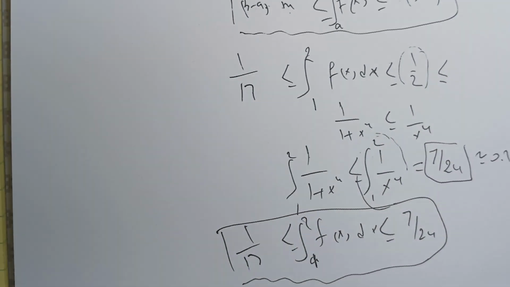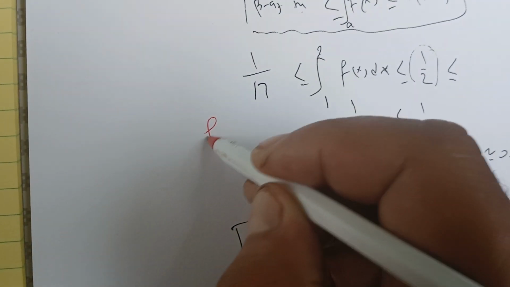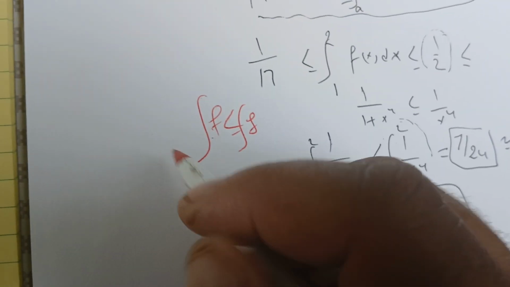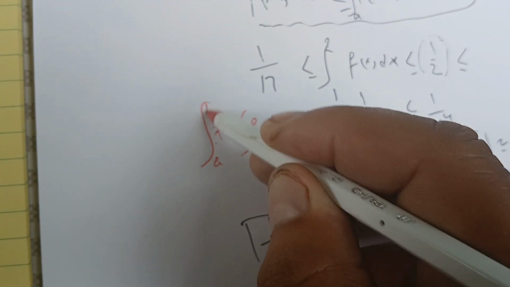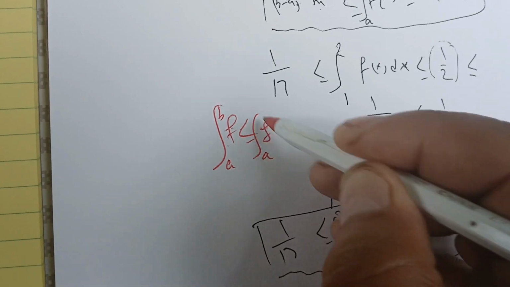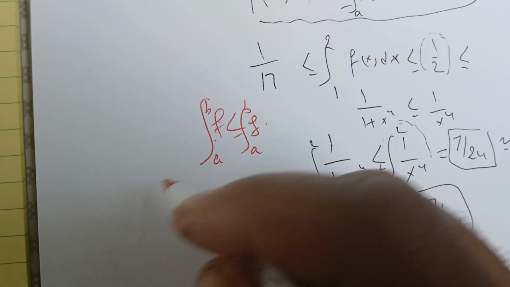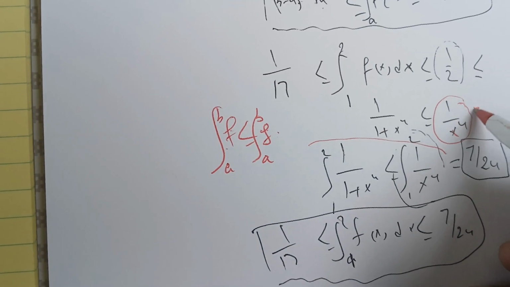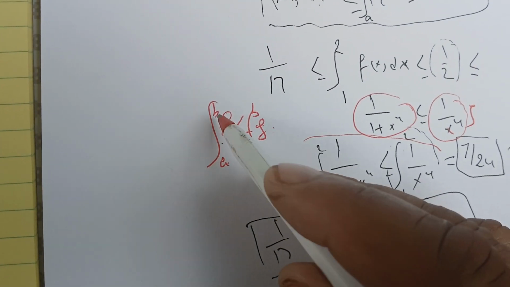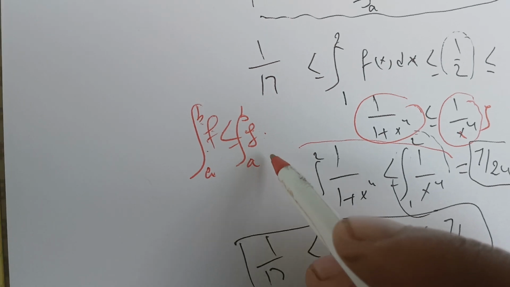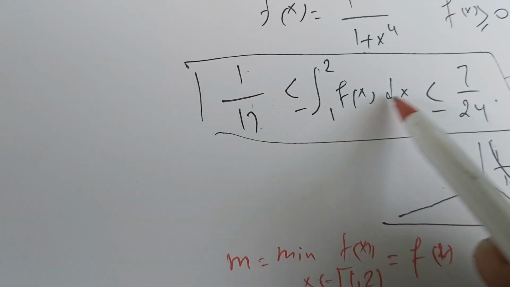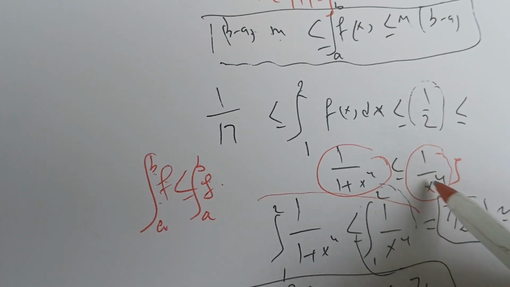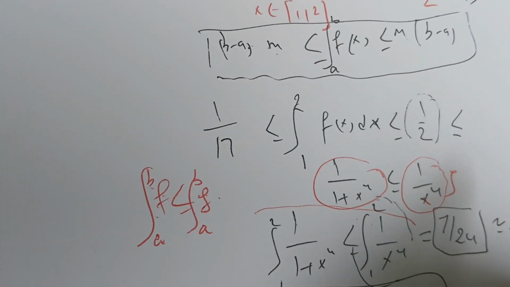The key that we used is that if f is less than g, then the integrals have the same order: the integral between a and b of f is less than the integral of g between a and b. This is the fact that we use here. This is our g, this is our f, and a and b are 1 and 2. So this is one way to prove this result. To get this one exactly is to use this technique. I hope this helps. Thank you very much.